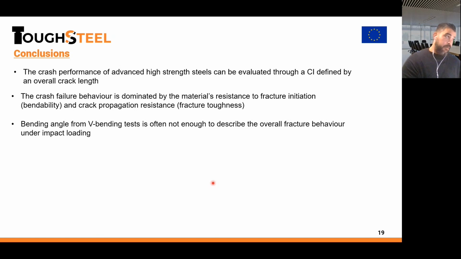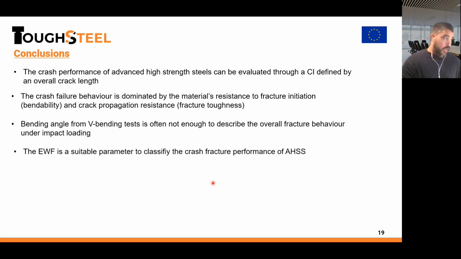Also, we have seen that sometimes the bending angle from the bending test may not be enough to describe the overall fracture behavior, while it's a very good indicator of the material resistance to the onset of damage. So we can miss an important part of the overall potential of the material if we don't take into account the crack propagation resistance part. And finally, we have seen that the essential work of fracture can be a very suitable parameter which provides relevant information to classify and better understand the crash fracture performance of advanced high-strength steels and press-hardened steels.